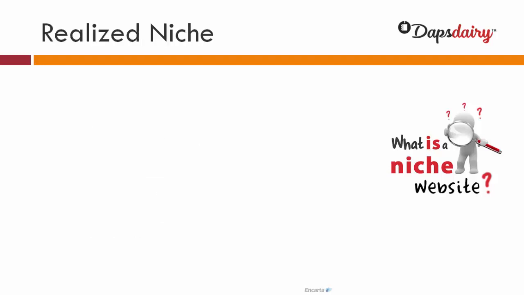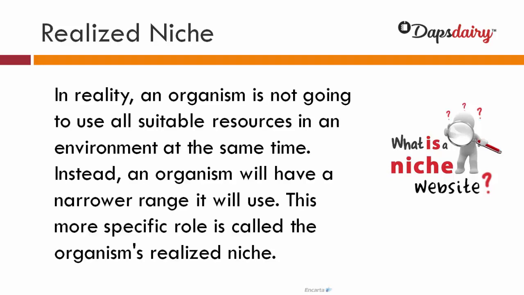So right now, let us look into a realized niche. In reality, an organism is not going to use all suitable resources in an environment at the same time. Instead, an organism will have a narrower range it will use. This more specific role is called the organism's realized niche. So right now, I am a Nigerian, but unfortunately I can't live in every state in Nigeria. So instead of sleeping in Lagos today, sleeping in Maiduguri tomorrow, and next tomorrow sleeping in Abuja, I choose to permanently stay and focus in Lagos.